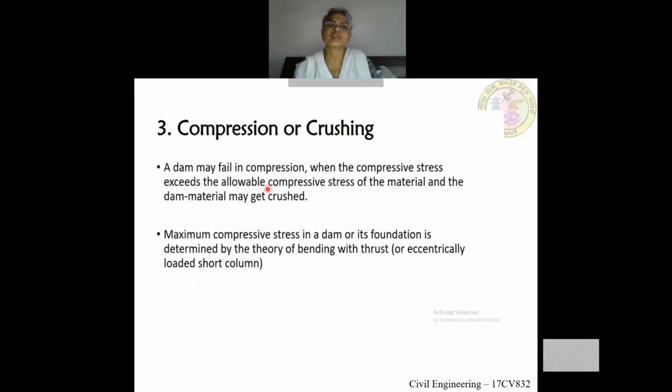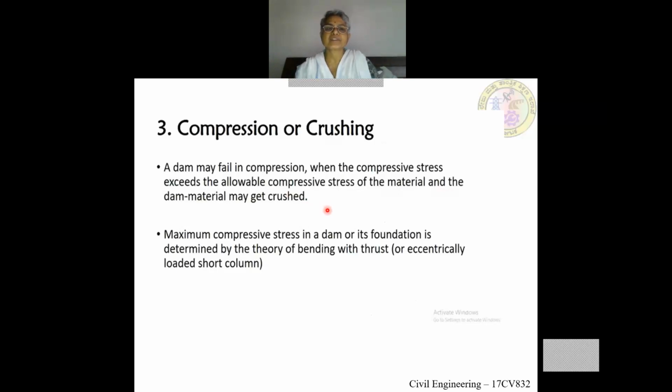The third failure is compression or crushing. The dam may fail in compression when the compressive stresses exceed the allowable compressive stress of the material, and the dam material may crush if it is made up of concrete. So concrete will have some allowable compressive stress. If the stress developed in the material exceeds this allowable compressive stress, the material will crush.